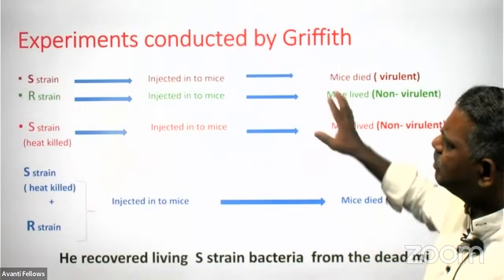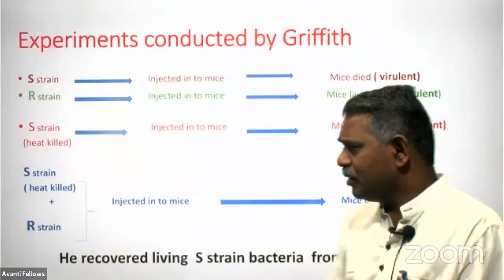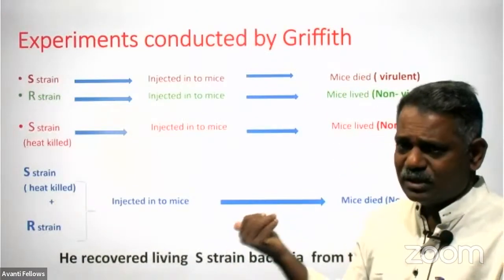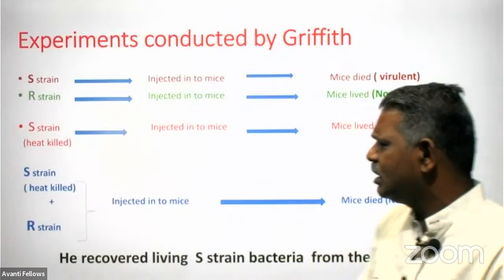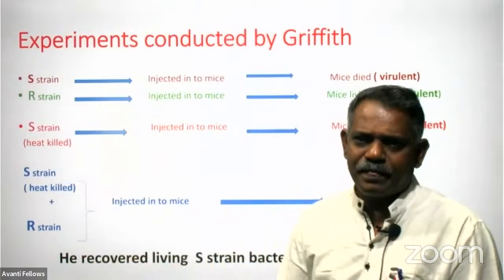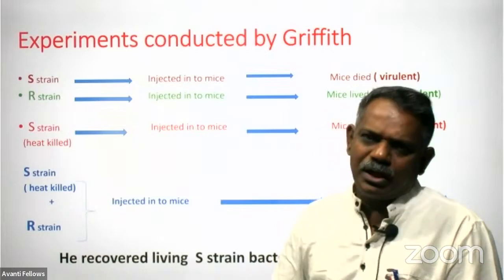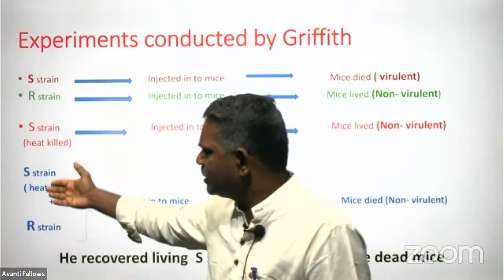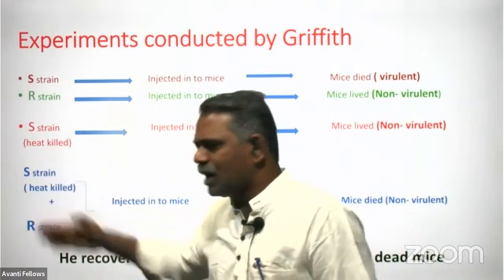This is the simple experiment conducted by the group. We have to explain the reason for this transformation. That's why I told you this is the transformation principle. Why is it called transformation? Here, the R strain is transformed into the S strain. What is the reason for the transformation of the R strain into the S strain? It is because of the passing of some material from the heat killed S strain to the R strain.